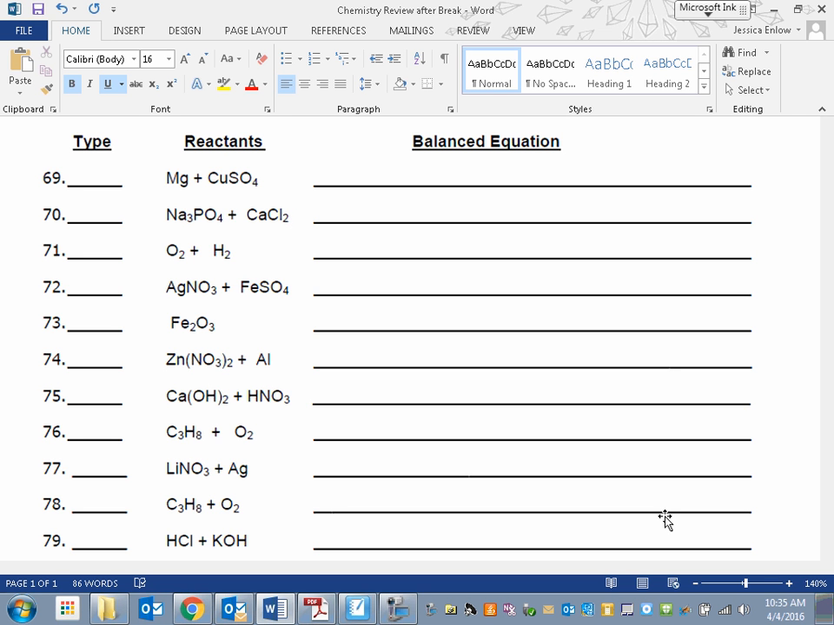Right, it's one thing. It can only do one thing. It can break down. That's it. What about 76? Evan, what kind is number 76? So close, but look at the presence of oxygen. What does that scream to you? Combustion. And this is a special combustion. This is combustion of a hydrocarbon. Think about what C3H8 is.